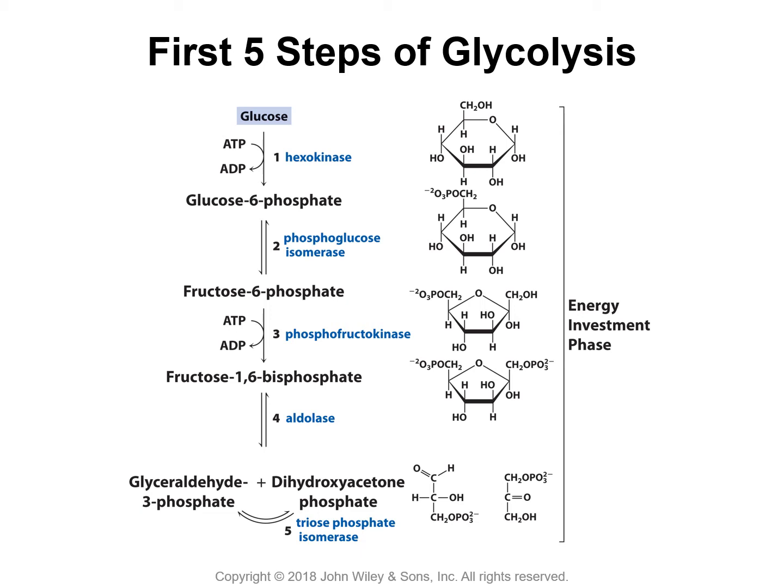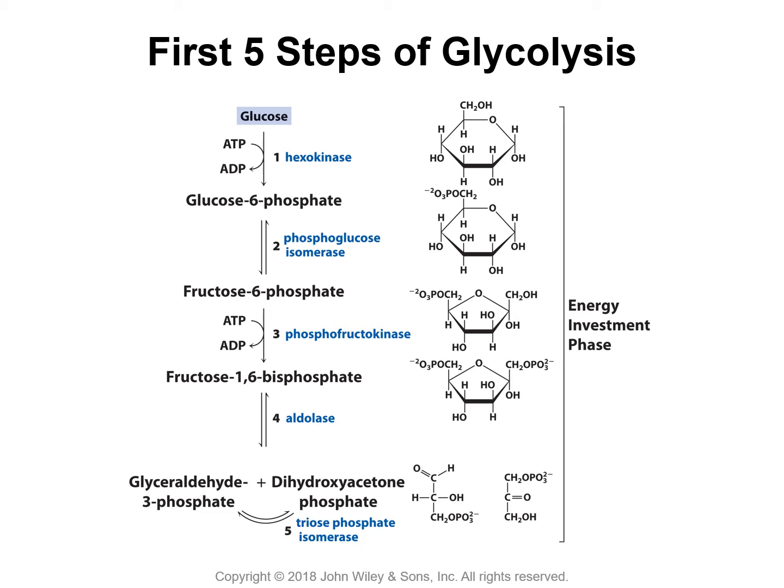So step 1, what happens is hexokinase transfers a phosphoryl group from ATP to the C6 OH group of glucose to form glucose 6-phosphate. So that's what happens in this part right here. So this is the first 5 steps.